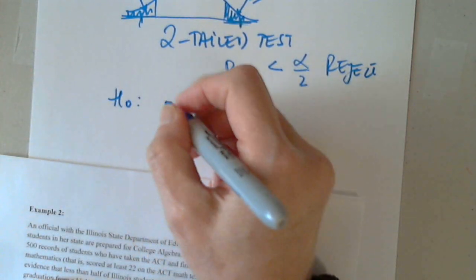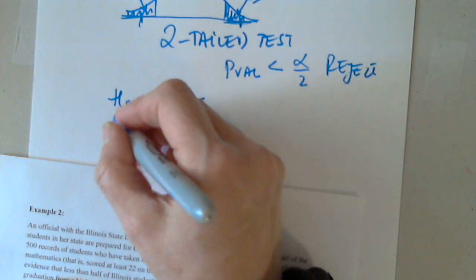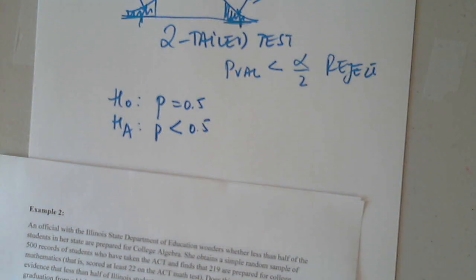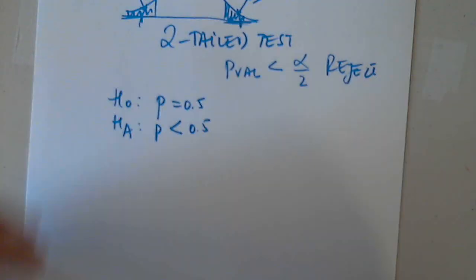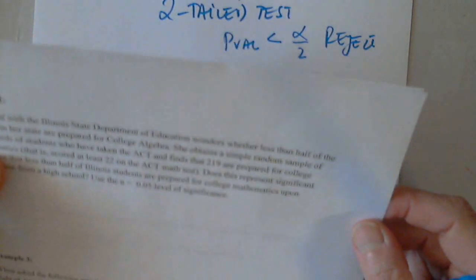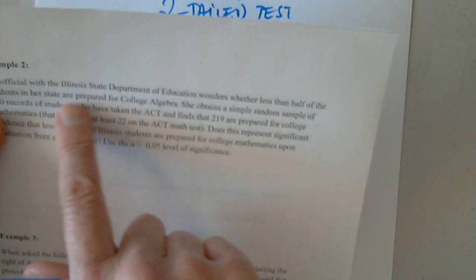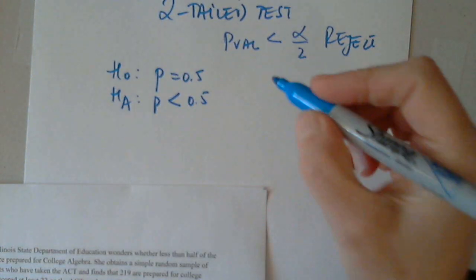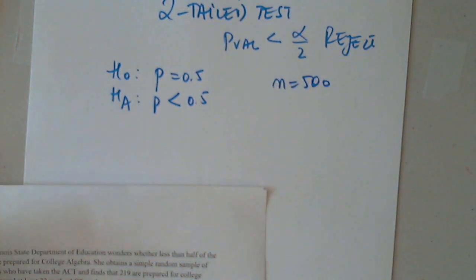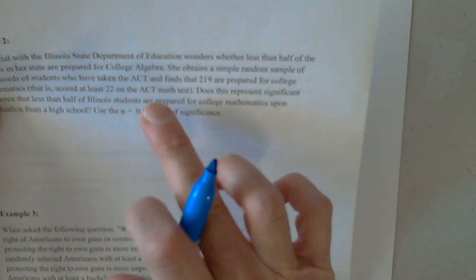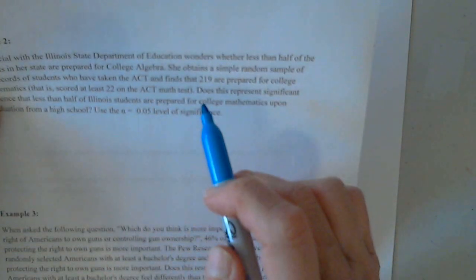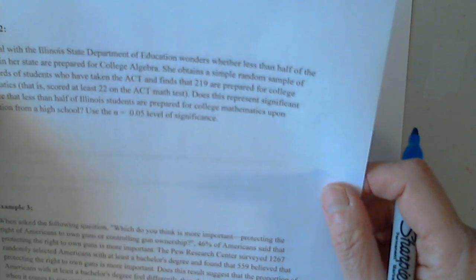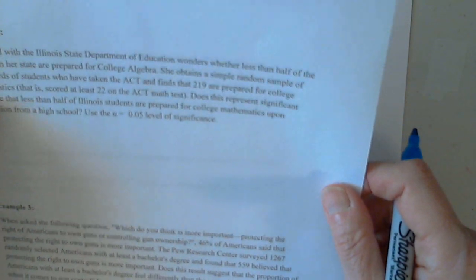So I have H naught: p equals half, and the alternative: less than half. From the first sentence, I figured out the null hypothesis and the alternative hypothesis. Are prepared for college algebra. She obtains a simple random sample of 500 records of students who have taken the ACT and finds that 219 are prepared for college mathematics, that is, scored such and such.